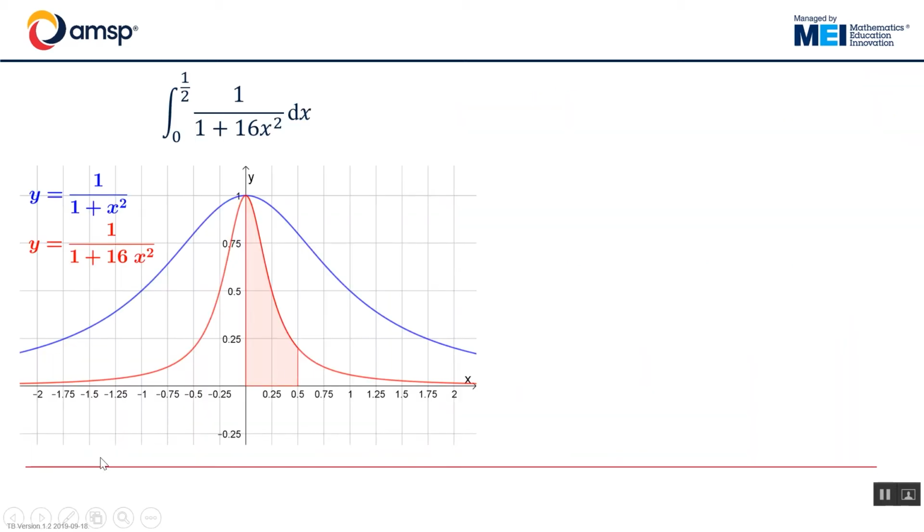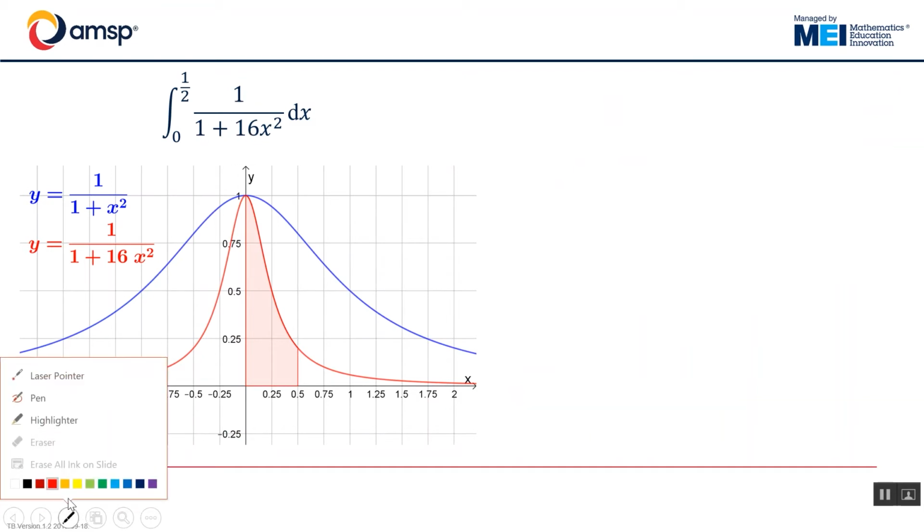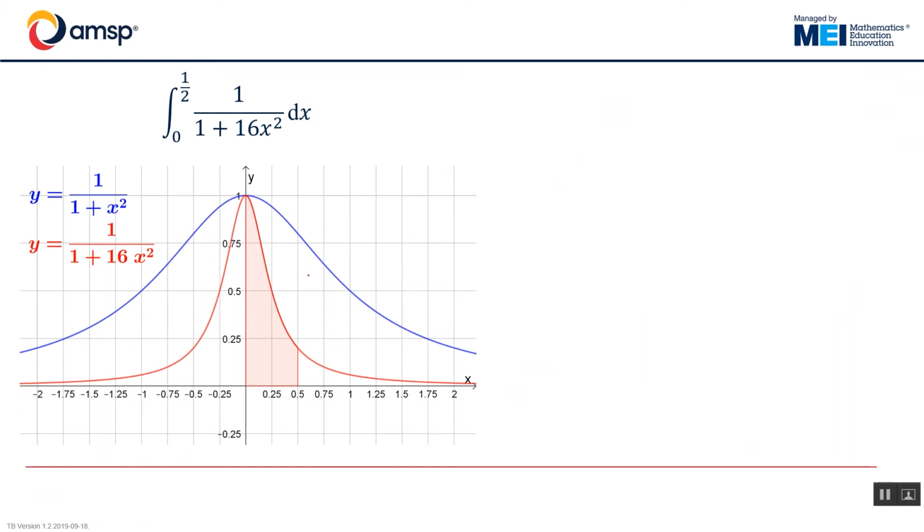So, the first of those was the integral of 1 over 1 plus 16x squared. Using the technique from the first video, the half-life on 1 over 1 plus x squared was 1. The half-life on the red graph here is 0.25. That's when the graph drops to half its height. We're then interested in this shaded area, and this shaded area is 2 lots of 0.25.